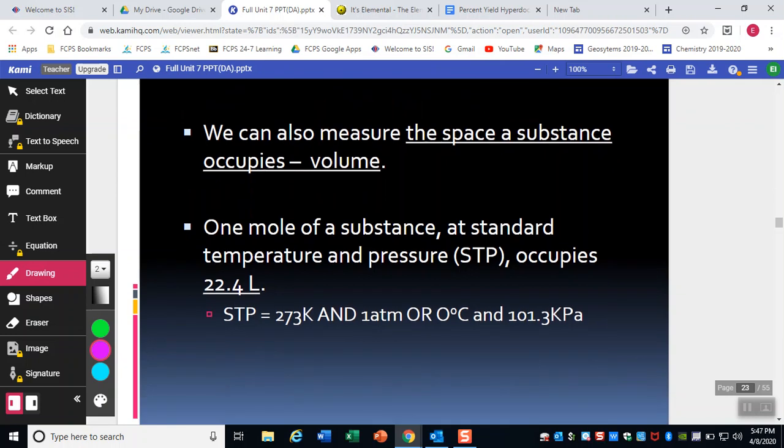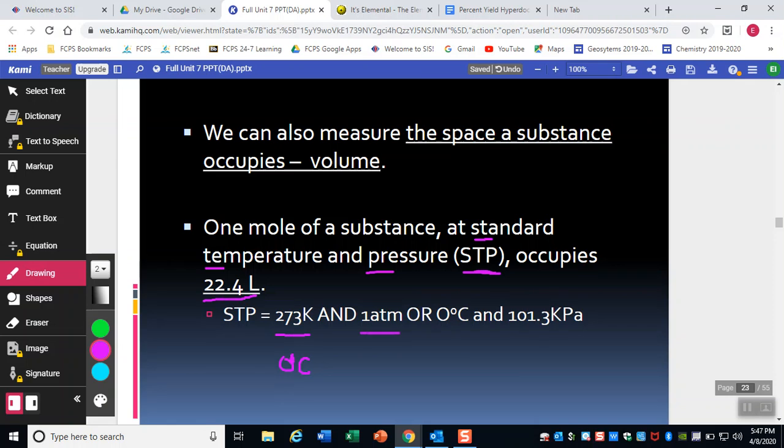If you have a mole of any gas, though, at standard temperature and pressure, STP, it is always going to occupy this volume, 22.4 liters. And what is standard temperature and pressure? Well, temperature-wise, it's 273 degrees Kelvin, which is 0 degrees Celsius, and 1 atmosphere.